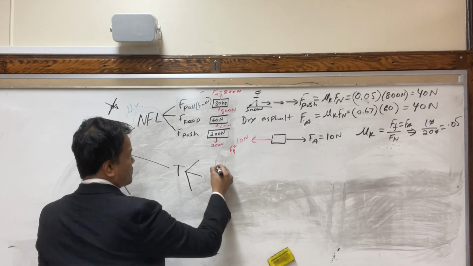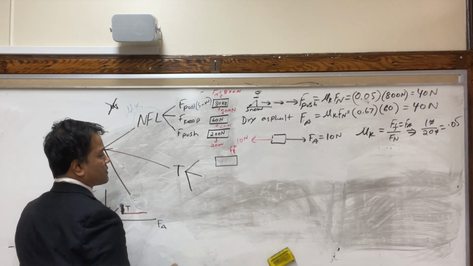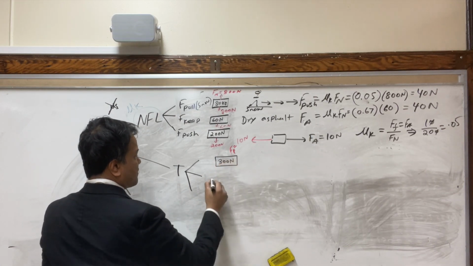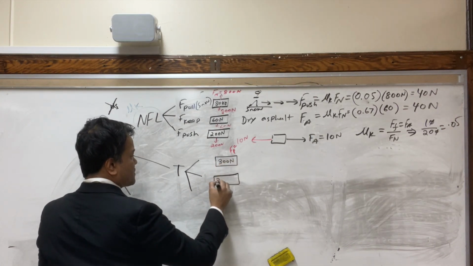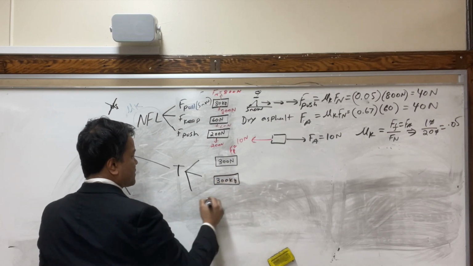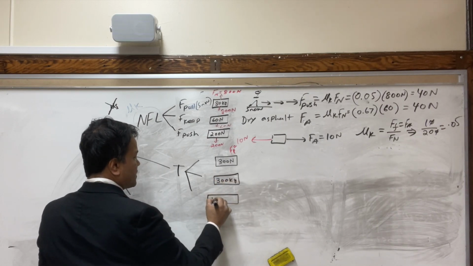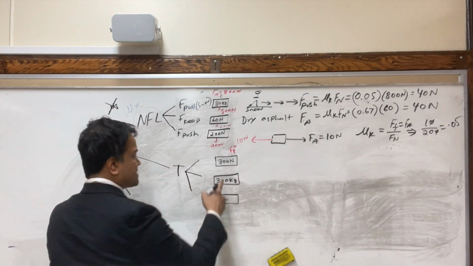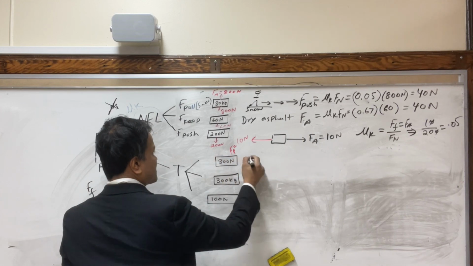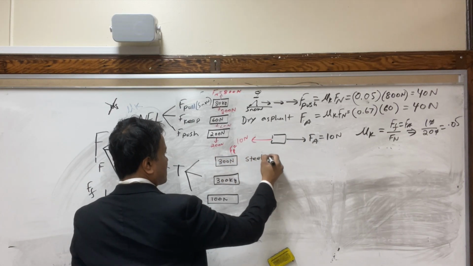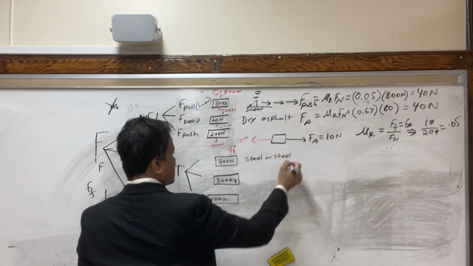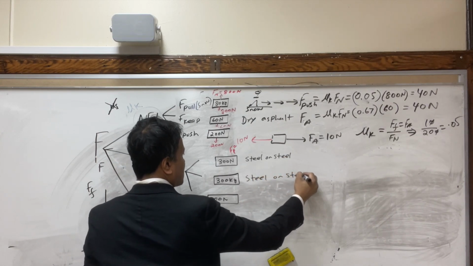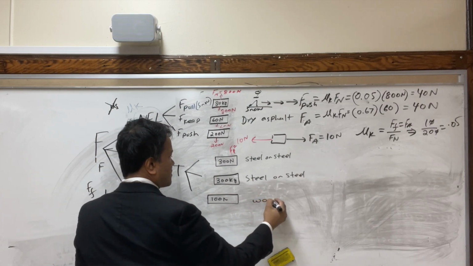Problem 1, I gave you some mass. Problem 2, I gave you 300 Newton, so it's not mass. I give you the weight. This is 300 kilogram, I give you the mass. This is 100 Newton, I give you the weight. This one is steel on steel. And this one is wood on wood.